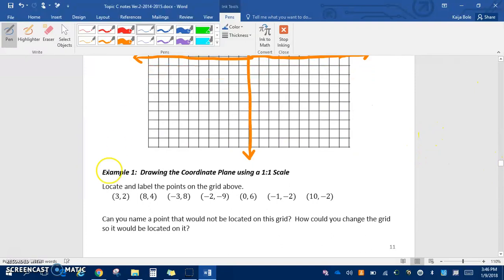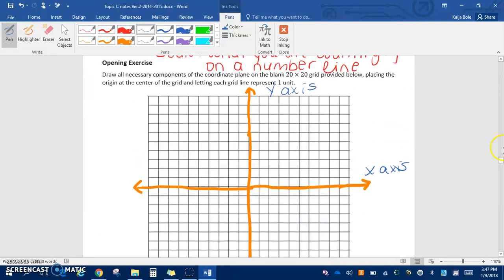Alright, and we're going to label them. I'm going to put some letters down here actually. A, B, C, D, E, F, and G. So, for A, we have 3, 2, so I'm going to count over 1, 2, 3, up 1, 2. This is A. Make sure you label them with letters. For B, we have 8, 4, so over 1, 2, 3, 4, 5, 6, 7, 8, up 4, 1, 2, 3, 4, this is B.